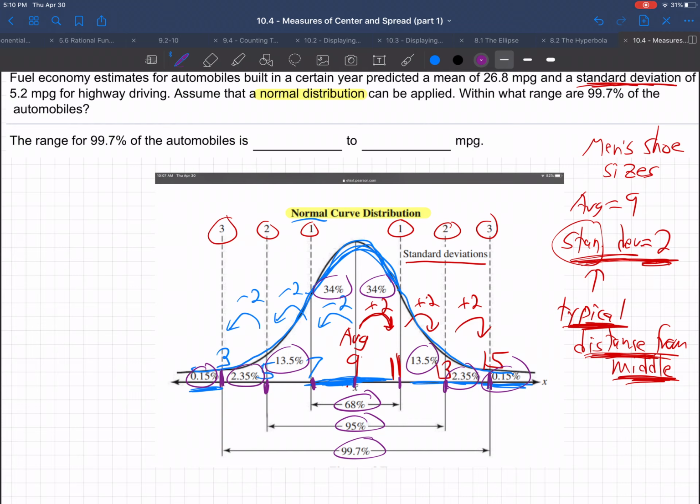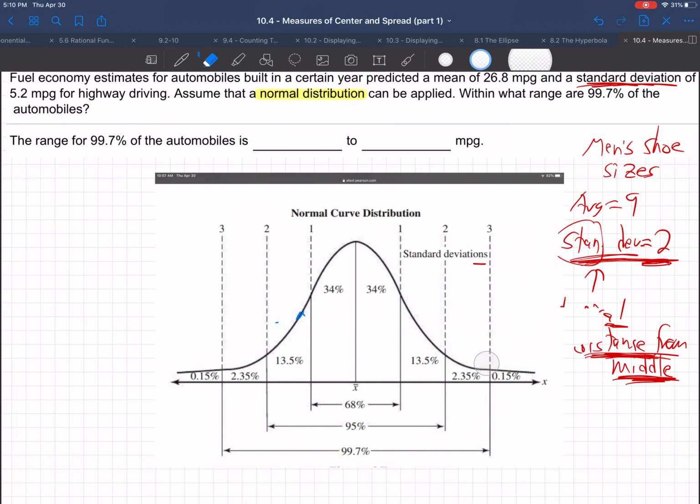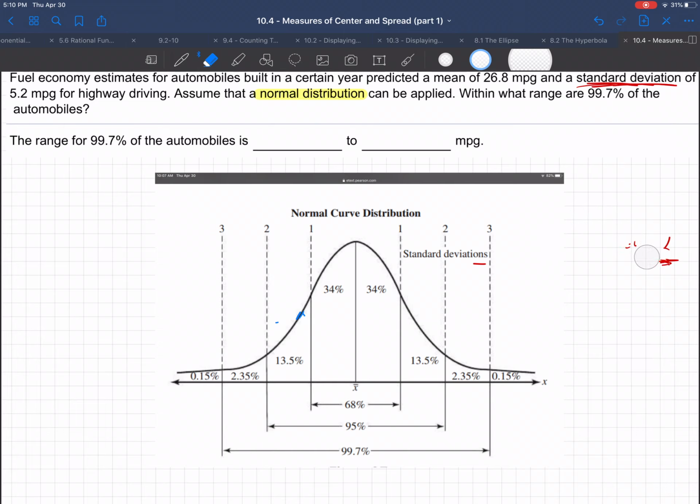Now, having done all that, let me erase all this, because I was doing it for men's shoe sizes and leaves and things. Whoops, I should leave all that there. Whatever. Yeah, let's get rid of this. So now let's do the particular example they're giving us. What are they saying? Fuel economy of automobiles, miles per gallon.